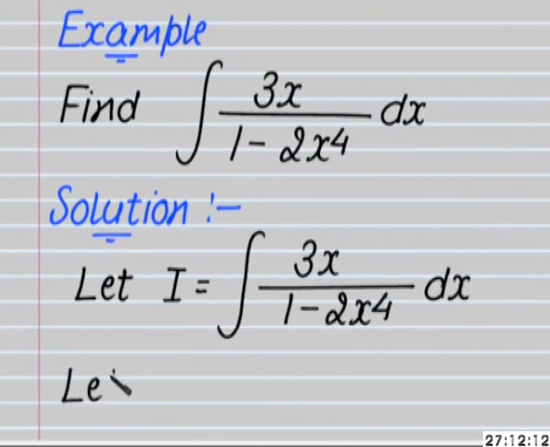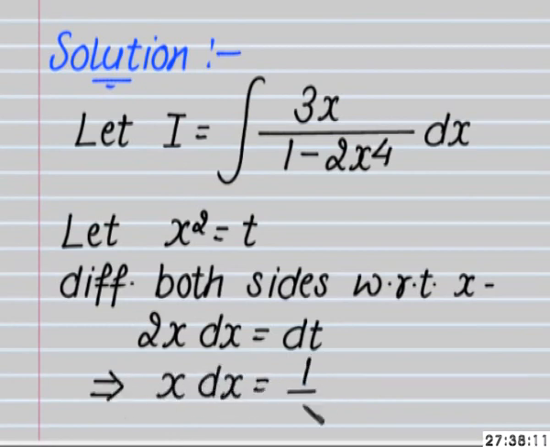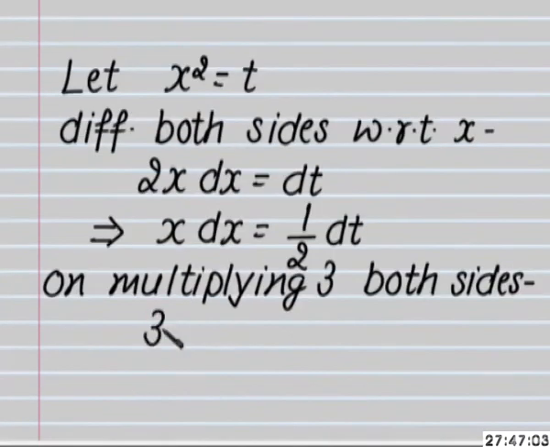So let x square is equal to t. Now differentiating both sides with respect to x, we get 2x into derivative of x is equal to derivative of t. Now this implies x into derivative of x is equal to 1 upon 2 into derivative of t. Now on multiplying 3 to both sides, we get 3x into derivative of x is equal to 3 upon 2 into derivative of t.